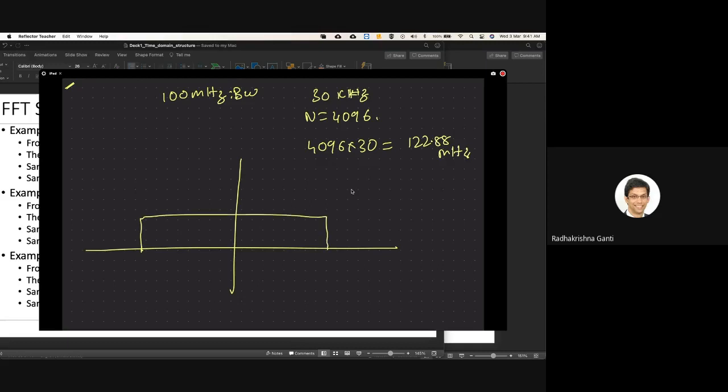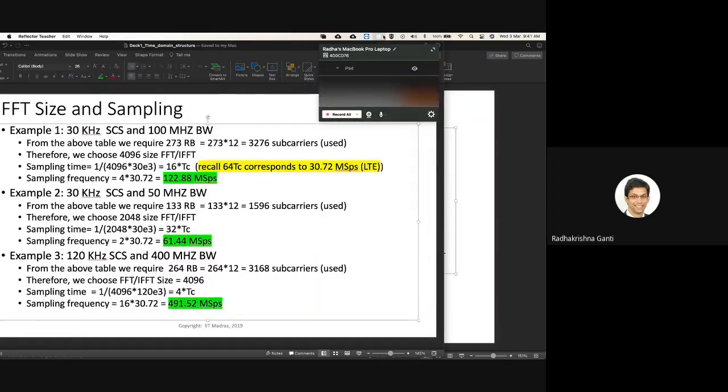Technically, if I do a 4096 FFT over this 122.88 megahertz, I'll be able to decode anything in this bandwidth. My subcarriers are like this. But what I'm going to do is put zeros on most of them. In our case, how many useful subcarriers are there? 3276.